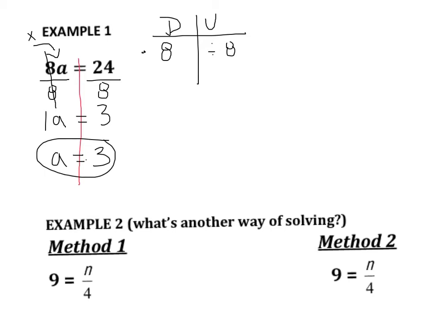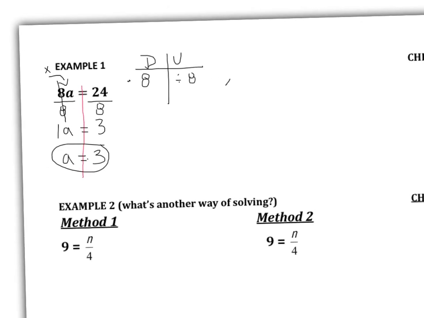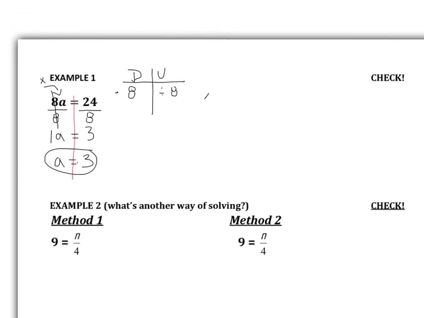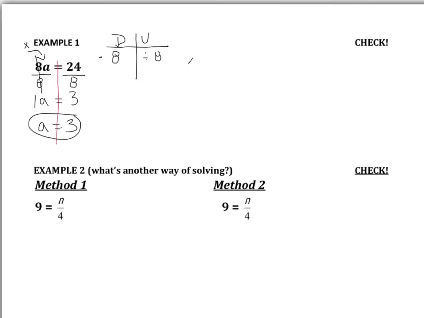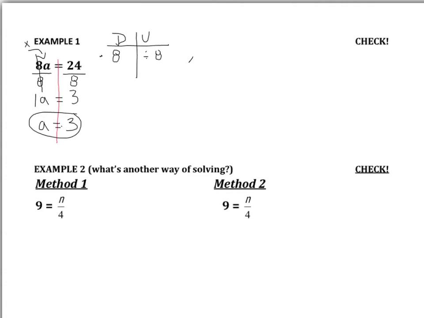Now, one of our most important steps is that we check. So I'm going to move over to where it says to check. Let's go ahead and check. I'm going to rewrite my original equation: 8a equals 24. I just found out that the value of a was 3, so right now I'm going to take this 3 and put it in for a.